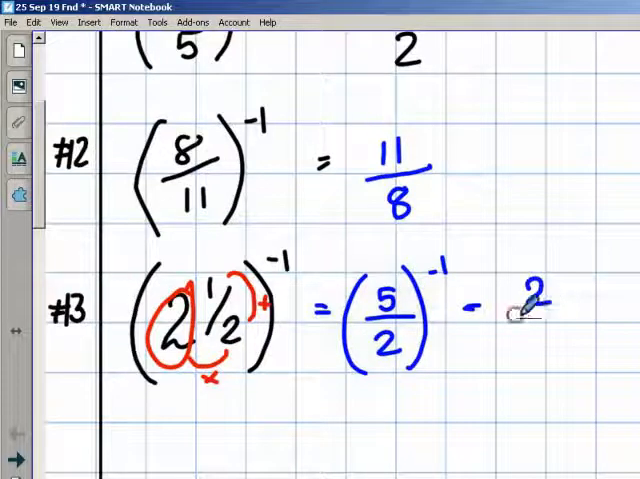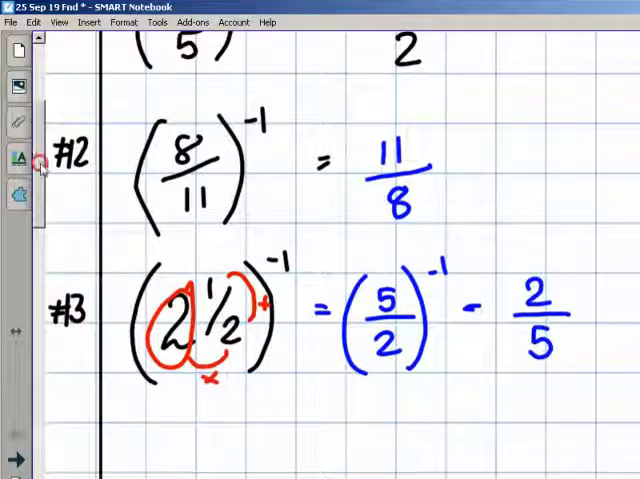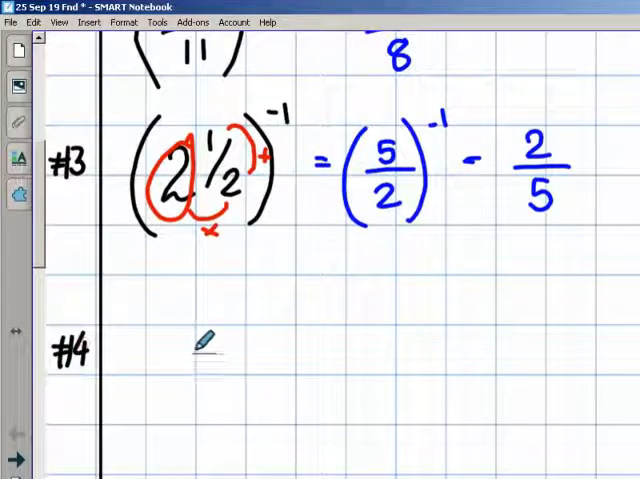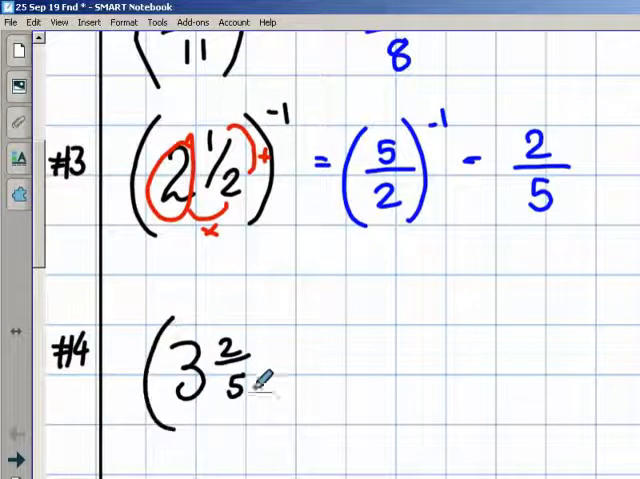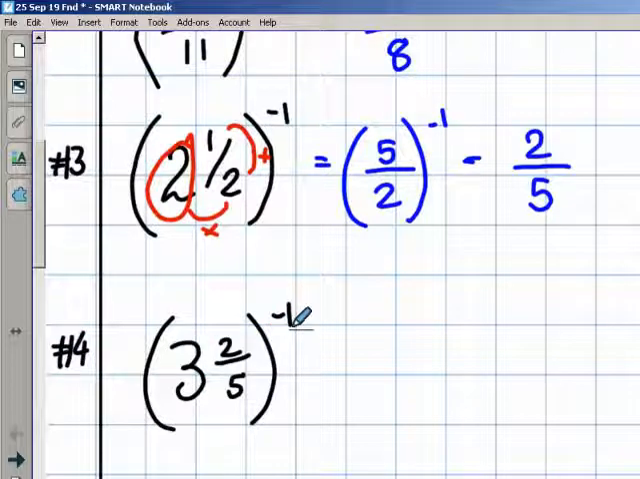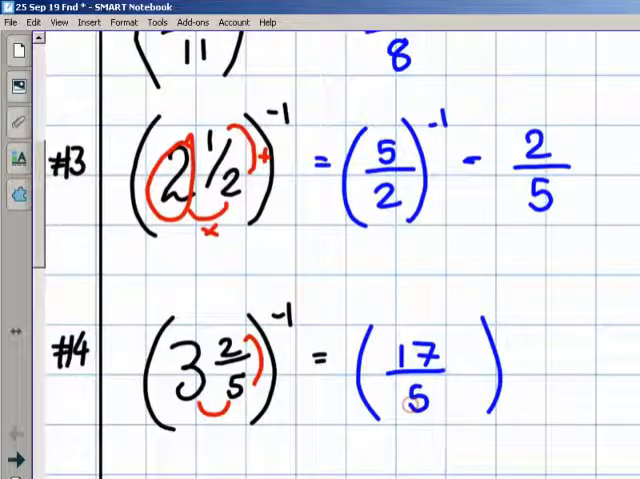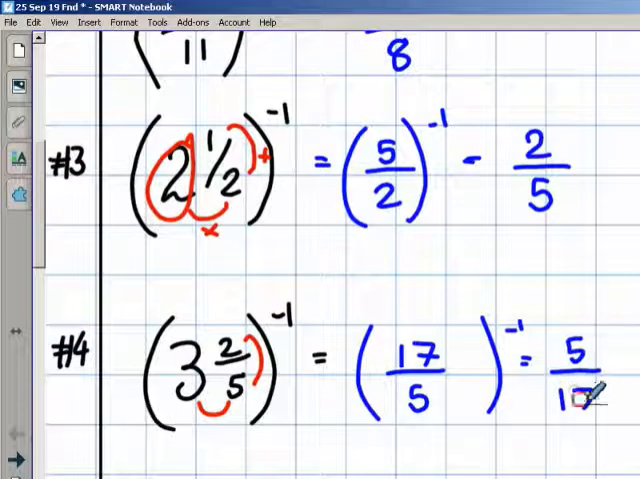And then that becomes 2 over 5. Go through one more where we've got a mixed number. Example 4. 3 and 2 fifths, all to the power of minus 1. Well, the first thing we do is we turn that 3 and 2 fifths into an improper fraction. 3 times 5, 15. Add 2, 17. So it's 17 over 5 to the minus 1. And to the minus 1 means just invert it. Unusual way of saying turn upside down.